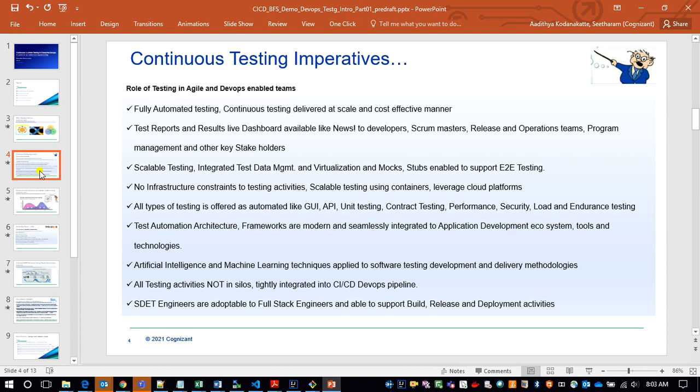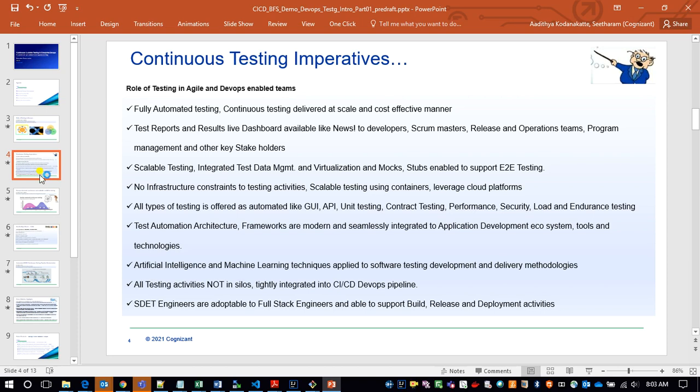Artificial intelligence and machine learning techniques are applied to software testing, development, and delivery methodologies. That's also becoming a next-gen imperative. All testing activities are conducted not in silos but tightly integrated into CI/CD DevOps pipelines. Anything you run should run in an automated way. They don't want a person to sit there and click a button. Instead, it should be triggered from the pipeline. That's another expectation. And last but not least, SDET engineers, software development engineers in test, are adaptable to full stack engineers and able to support build, release, and deployment activities.